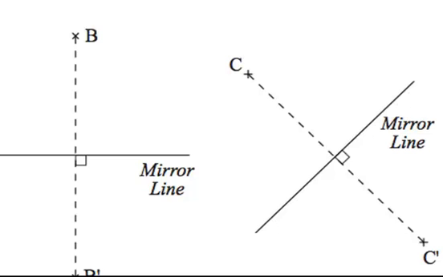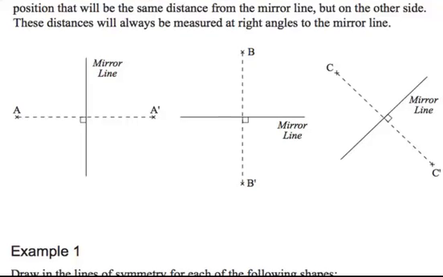Here we have the mirror line. A is the original position, and it is moving at a right angle to the opposite side of this mirror line, and A prime represents the reflected position. Similarly, if we look at B, we start here, it's reflected in this mirror line to end up over here. We label it B prime. Again, the movement is perpendicular and on the opposite side of the mirror line.